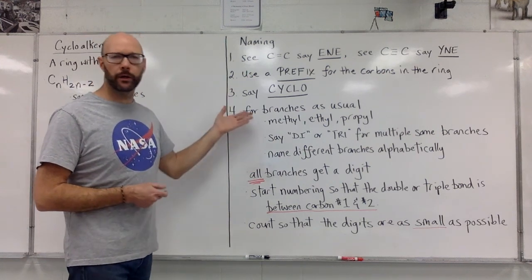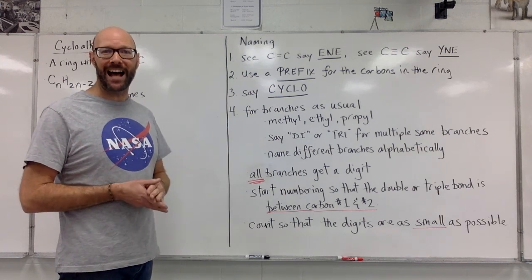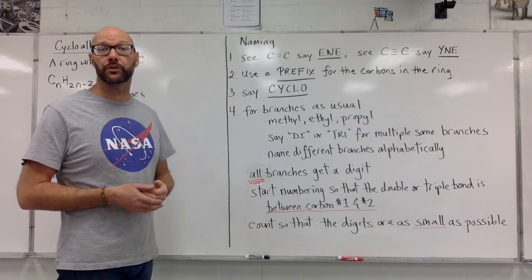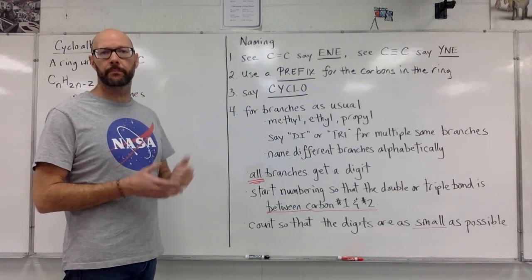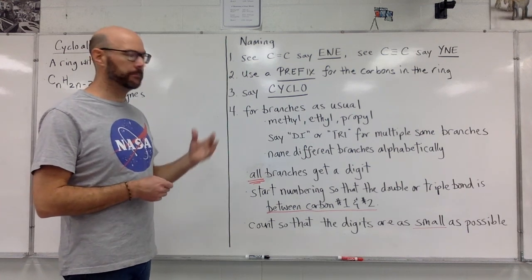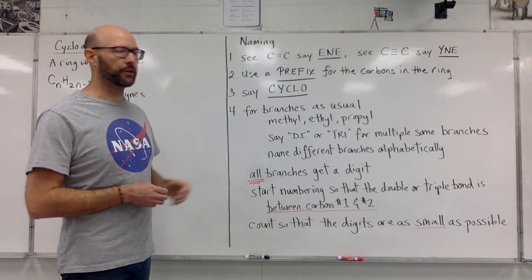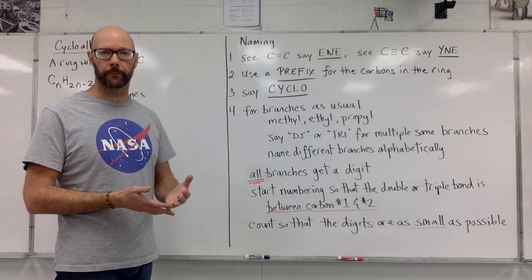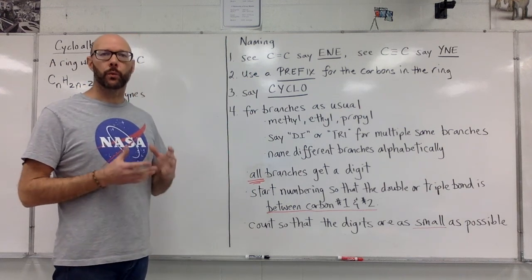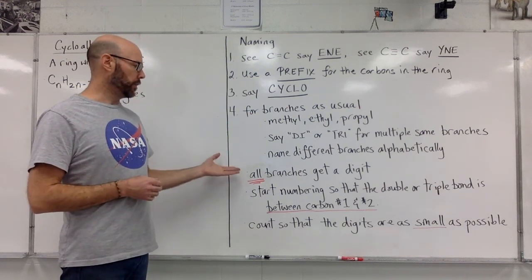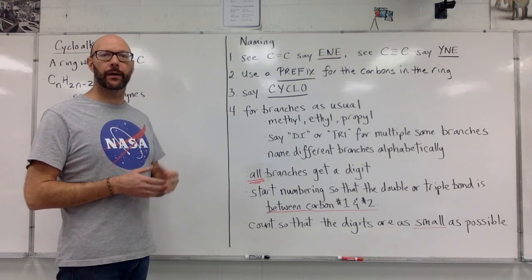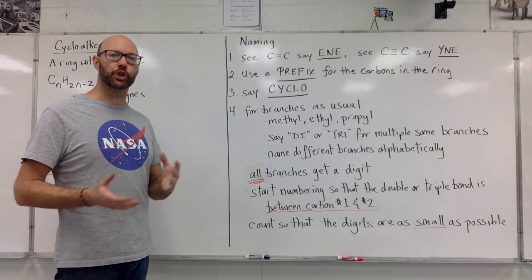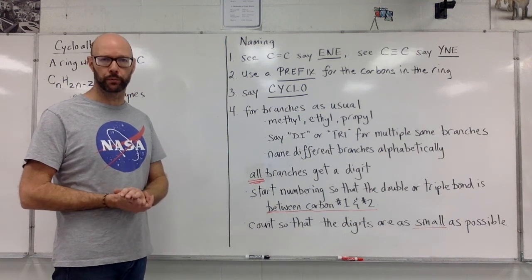For branches, we're following our traditional procedure for naming alkyl groups. Branches, they're methyl, ethyl, maybe even once in a while we'll see propyl. If there's 2 of the same, we say di. If there's 3 of the same, say tri. We're going to name different branches alphabetically. Ethyl always comes before methyl. It's starting to sound very familiar. In contrast with cycloalkanes, the branches in cycloalkenes and cycloalkynes, all branches are going to be assigned a digit, a number to show their location around the loop.